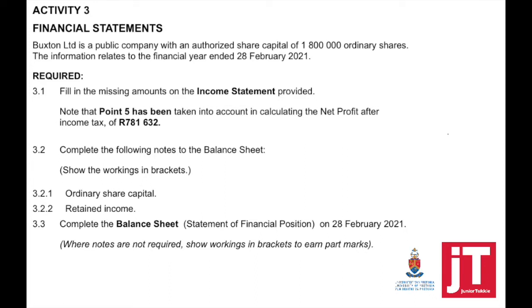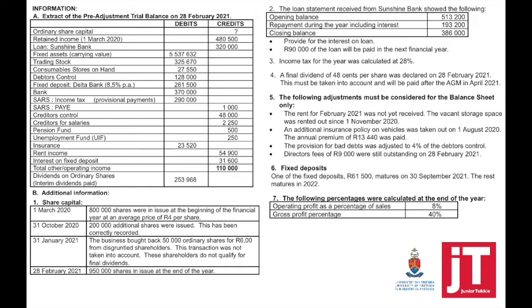Very important, always show your calculations in brackets to earn part marks. Remember, if your final answer is correct, you get full marks. If your final answer is wrong, you lose all the marks. They provided us with an extract of the pre-adjustment trial balance on 28 February 2021. And then we're looking at additional information. Please take note of point number 5. The following adjustments must be considered for the balance sheet only.